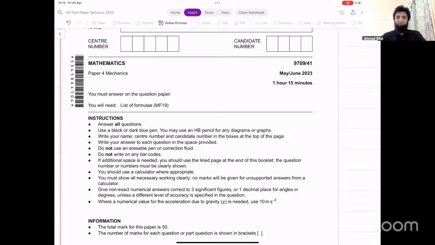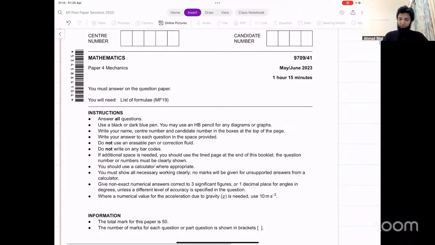Okay. Let's get started. So we'll start with paper 4-1. You're asking about questions 5, 6, and 7 from this paper. So basically the last 3 questions. Let's look at them. Let's see how we will deal with them. This is May 23, paper 4, variant 1.